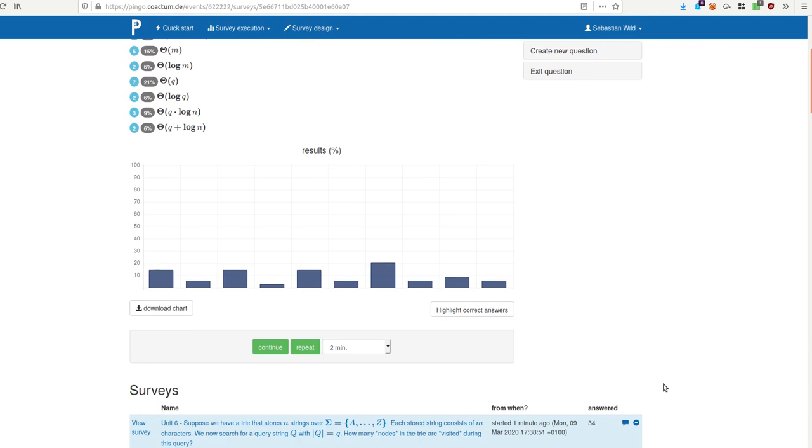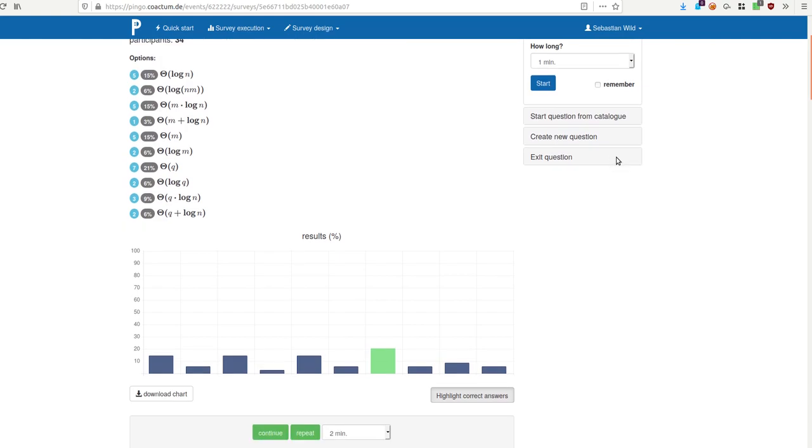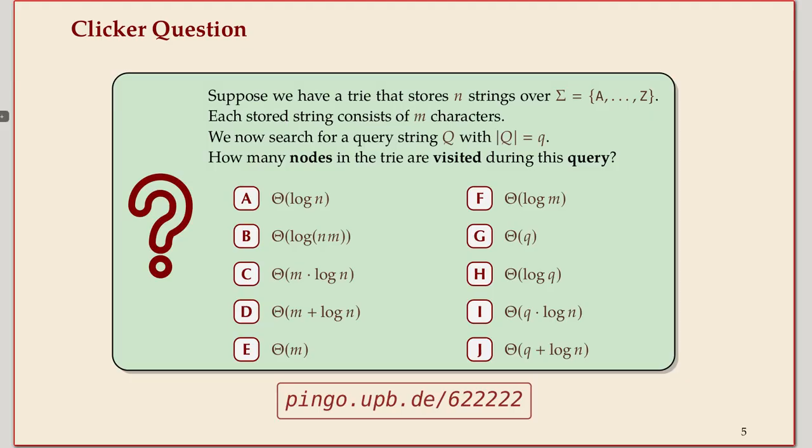Almost an even distribution, but definitely a peak for the correct answer, which is the theta of Q. Let's briefly discuss why this is the intended answer. First of all, it's important that I asked for the number of nodes and not the running time, because the running time is a little more complicated. I can come back to that.